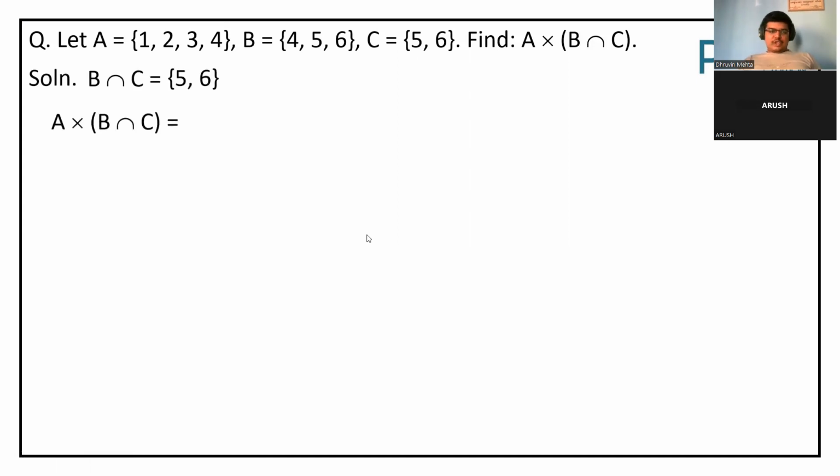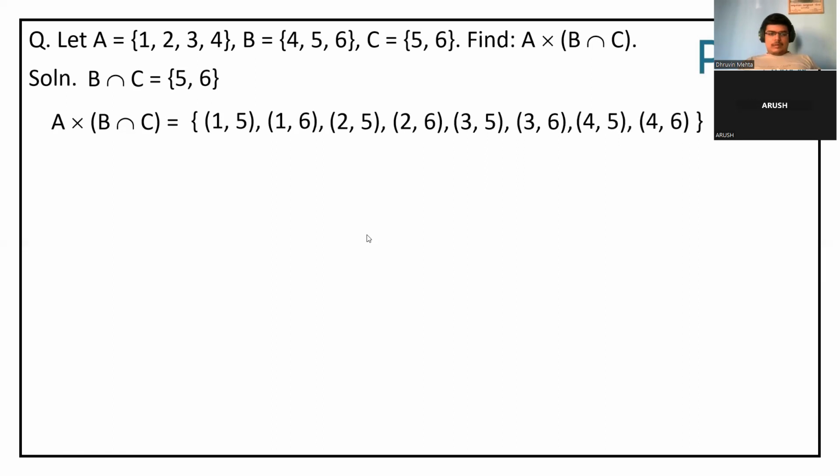So A × (B ∩ C). Just make pairs: (1, 5), (1, 6), (2, 5), (2, 6), (3, 5), (3, 6), and (4, 5), (4, 6). Fair enough. Sure. So let us proceed.